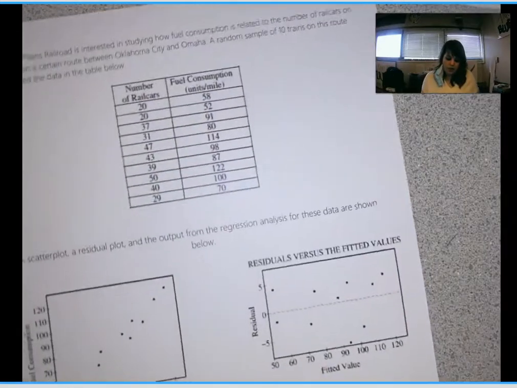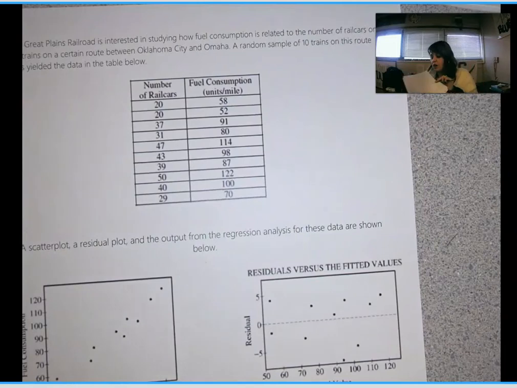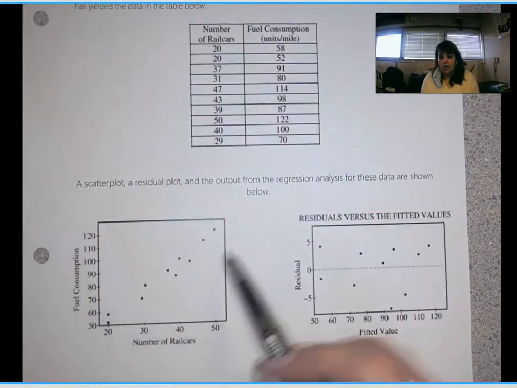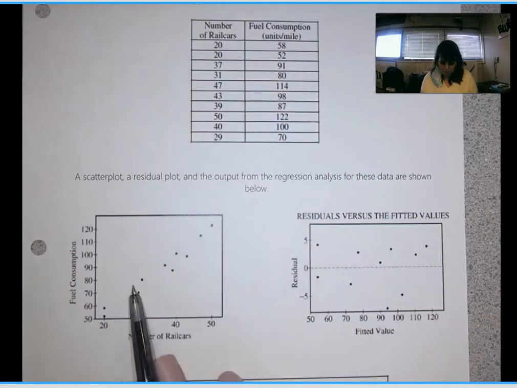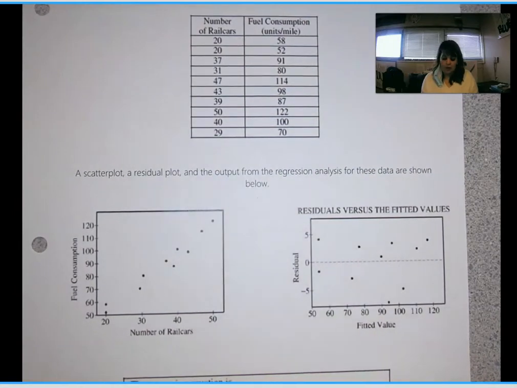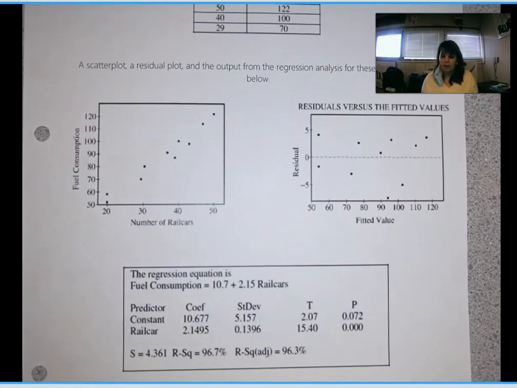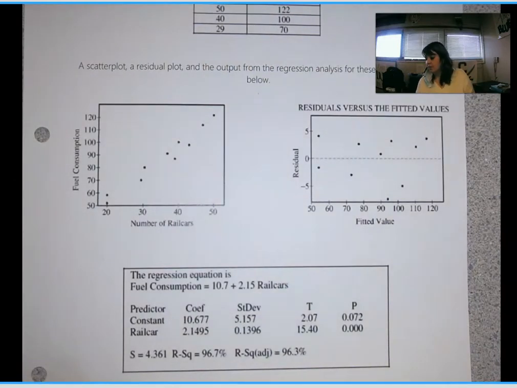Our last question is about the number of rail cars and fuel consumption. Essentially we are looking at how much fuel a train consumed based on the number of rail cars that are attached to that train. And I think that this positive association is not surprising. The more weight you put on the train, the more fuel it's going to take to get that train moving. We get the actual data, scatter plot, residual plot, computer output. So we're getting the complete picture of this data.